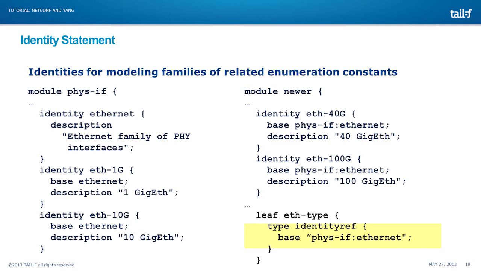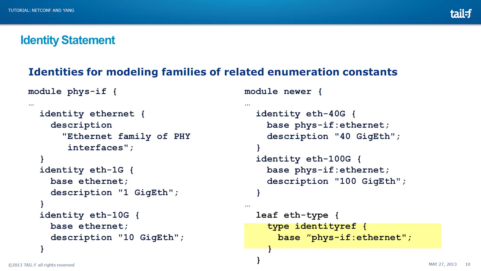You have, say, here in this example, the module physical interface has one set of identities. There's a base identity and then further identities that build on it. So in our main physical interface model, we have Ethernet, we have 1 gig and 10 gig Ethernet. Now we write a newer model for a newer device, but now we have 40 gig and 100 gig Ethernet available, but we can't go back for some reason and change physical interface and change its enums. It may break maybe other code that uses it or something like that.